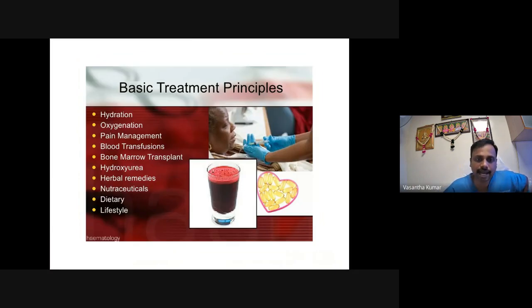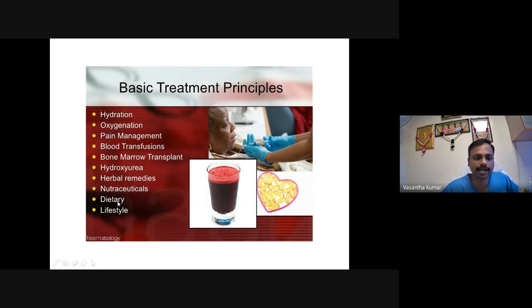So how to treat? First, hydrate nicely, then give 100% oxygen, and then pain management. Then you can think about blood transfusion and then bone marrow transplant. And you should avoid triggers like hypoxia and acidosis. These are the other clinical aspects to treat sickle cell anemia. What happens if you give hydroxyurea? Hydroxyurea will increase the production of fetal hemoglobin. How does fetal hemoglobin differ from adult hemoglobin? Adult hemoglobin has 2 alpha and 2 beta chains, whereas fetal hemoglobin has 2 alpha and 2 gamma chains. So this is the reason we give hydroxyurea.